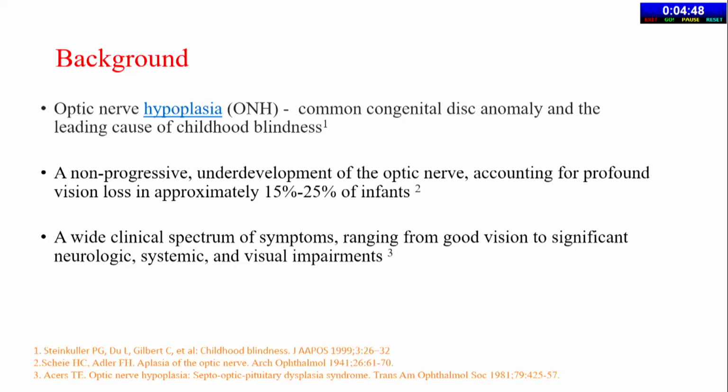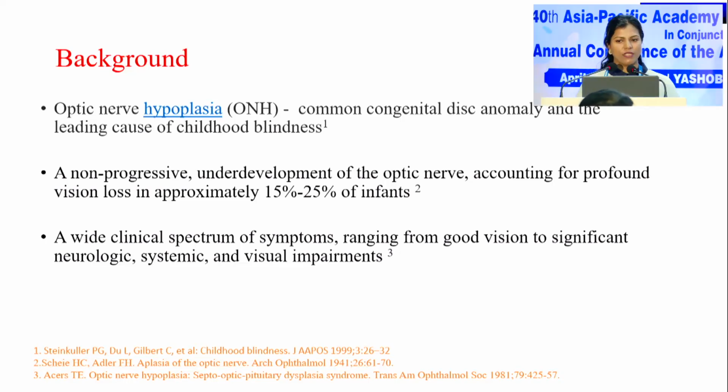I'll be presenting on optic nerve hypoplasia, severity of disc hypoplasia and its association with vision and neuroradiological findings. Optic nerve hypoplasia is a common congenital disc anomaly and is a leading cause of childhood blindness. It is a non-progressive underdevelopment of the optic nerve accounting for profound vision loss. It has a wide clinical spectrum of symptoms ranging from vision impairment to neurological and endocrinological abnormalities.